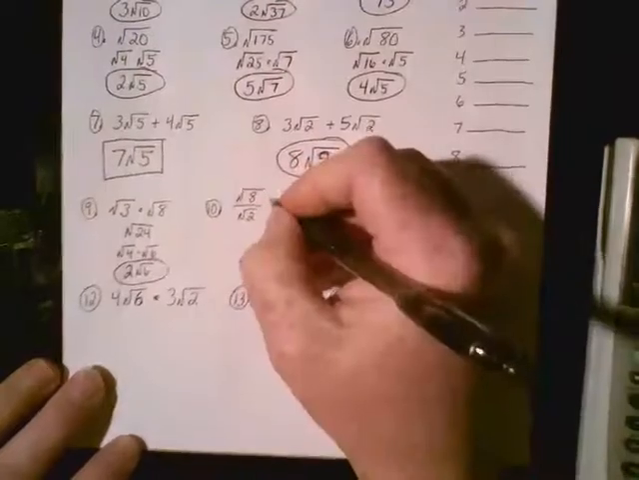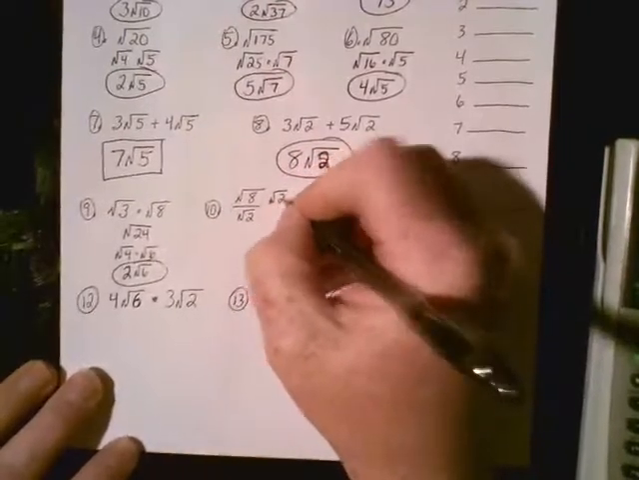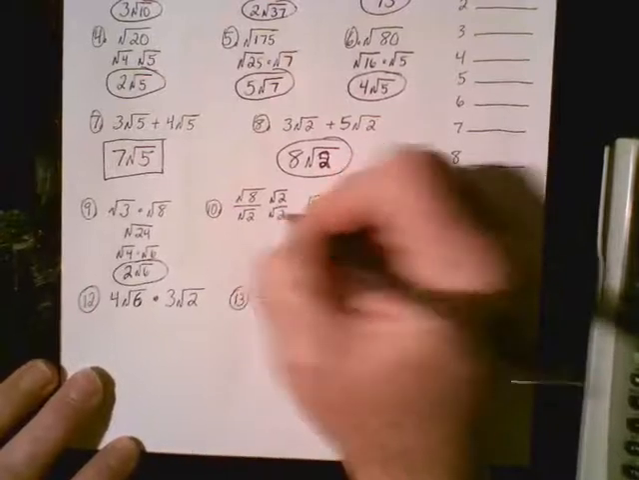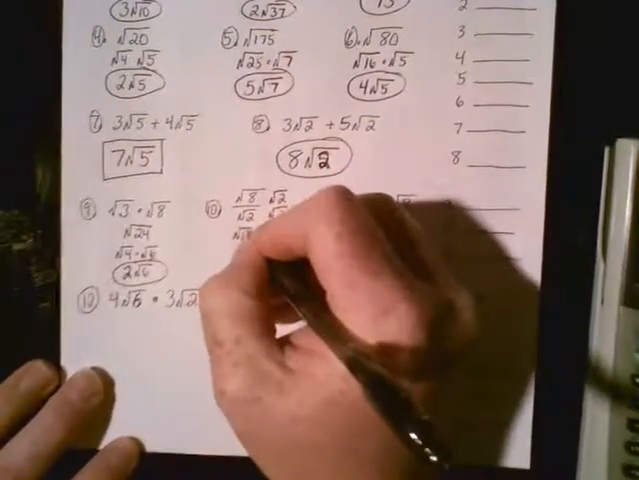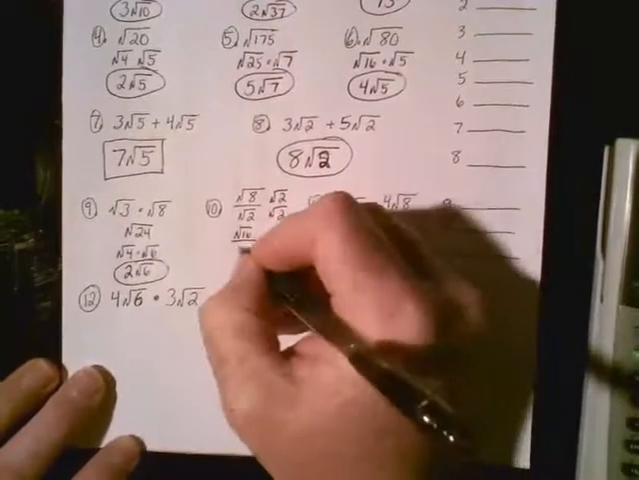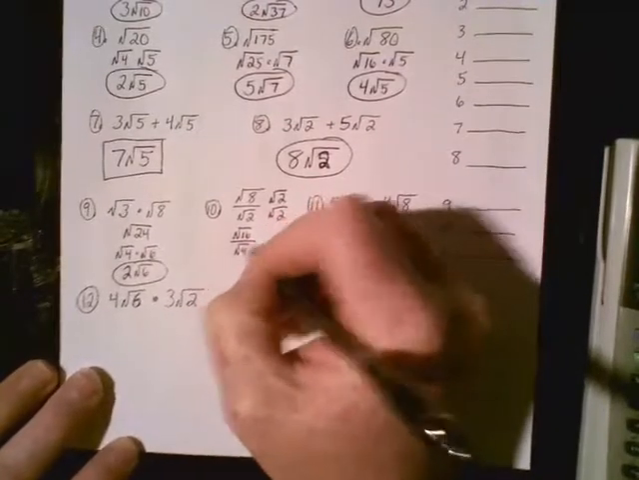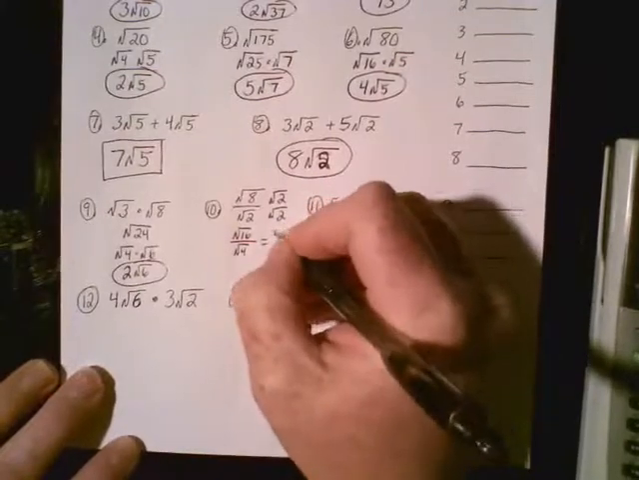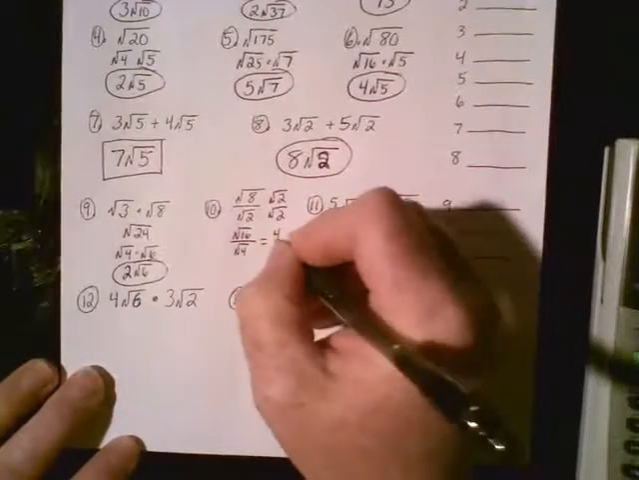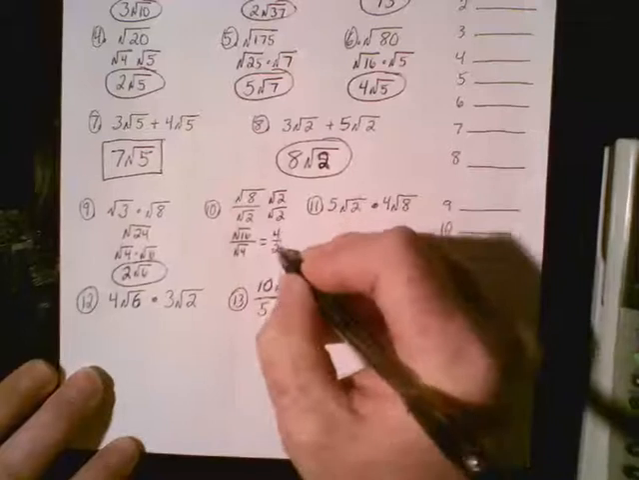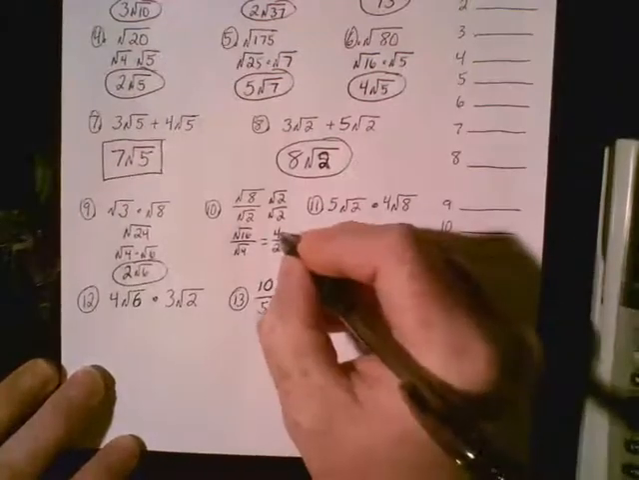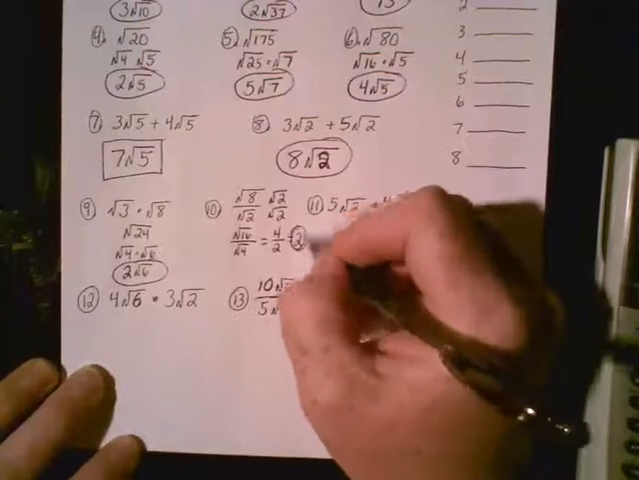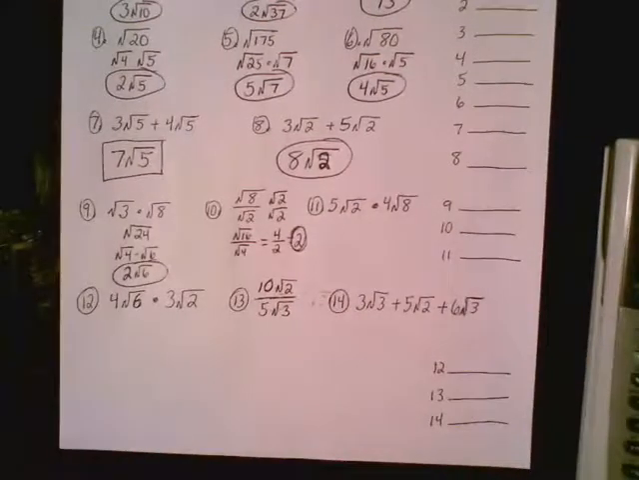Next one, we're going to rationalize this one. So we're going to multiply the top by square root of 2, bottom by square root of 2. That gives me square root of 16 on top, square root of 4 on bottom. Well, the square root of 16 on top is just 4. The square root of 4 on bottom is 2. And then we can just divide this because they're both just regular numbers. 4 divided by 2 is just 2. So that whole thing, no radicals left in it, it's just 2.